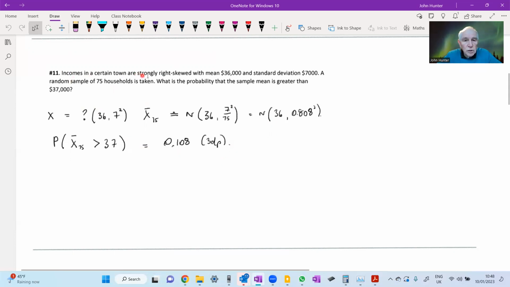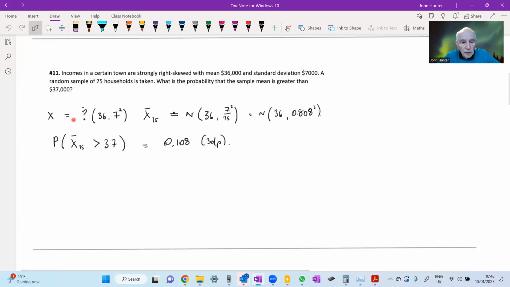Incomes in a certain town are strongly right skewed, so it's not normal, it's not uniform either, with a mean of 36,000 and a standard deviation of 7,000. So we don't know what the distribution is, but we do know what these two parameters are. A random sample of 75 households is taken. What is the probability that the sample mean is greater than 37,000?